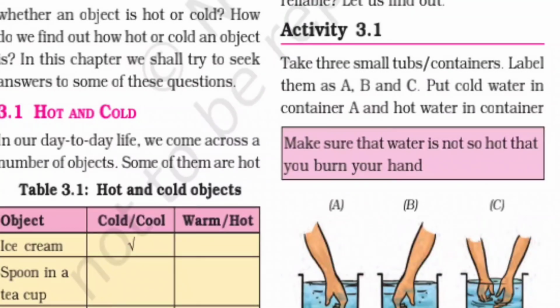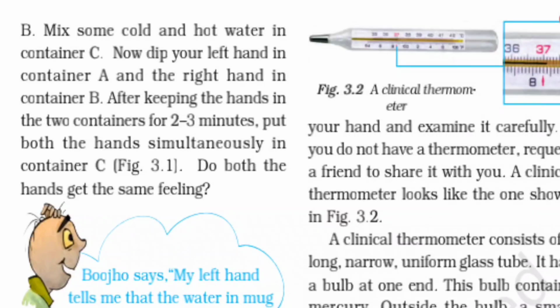Take 3 small tubs or containers, label them A, B and C. Put cold water in container A and hot water in container B. Make sure that the water is not so hot that you burn your hand. Mix some cold and hot water in container C. Now dip your left hand in container A and the right hand in container B. After keeping the hands in the two containers for 2 to 3 minutes, put both the hands simultaneously in container C. Do both the hands get the same feeling?